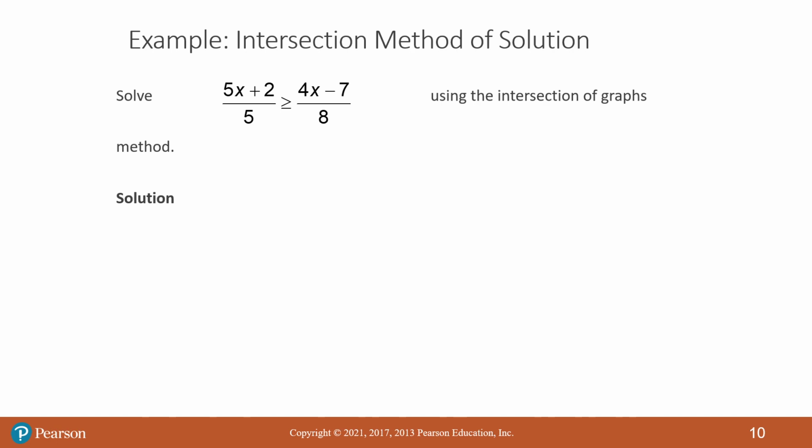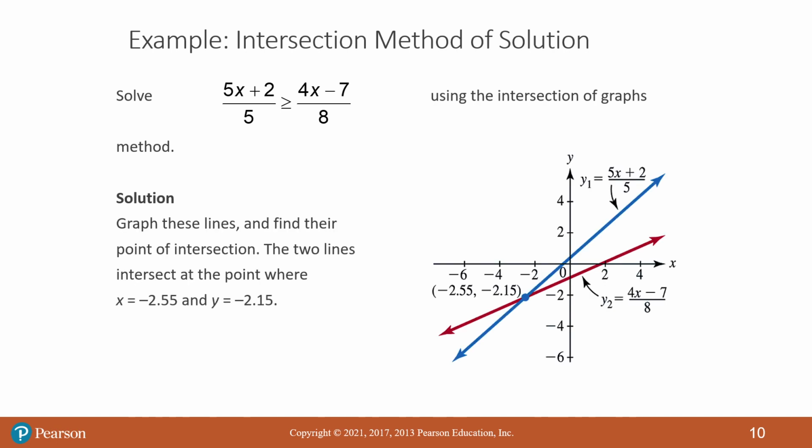Let's take that in and do an example. Here's our example: 5x plus 2 over 5 is greater than or equal to 4x minus 7 over 8. We're going to use the intersection of graphs method. On your TI, get your TI handy real quick. In y1, you're going to type 5x plus 2 over 5. And then in y2, you're going to type in 4x minus 7 over 8.